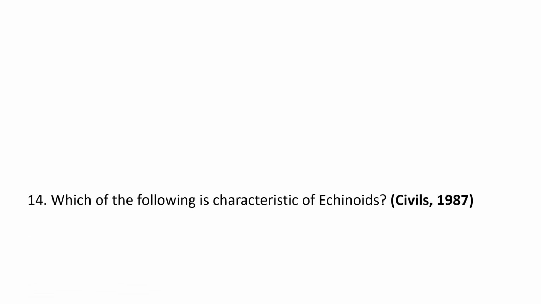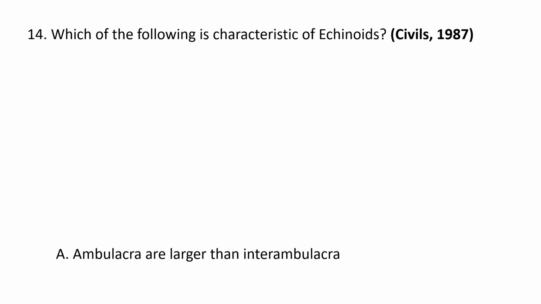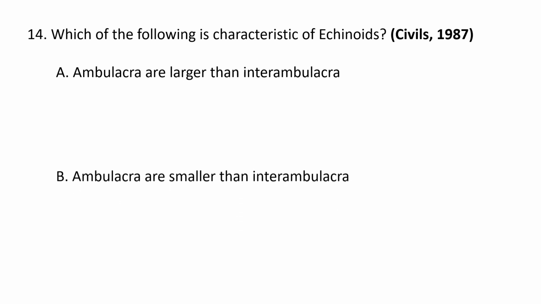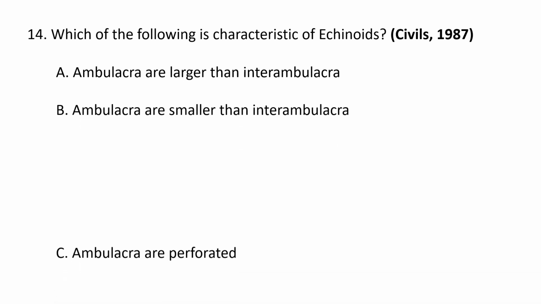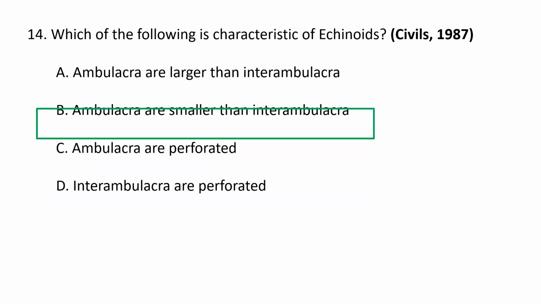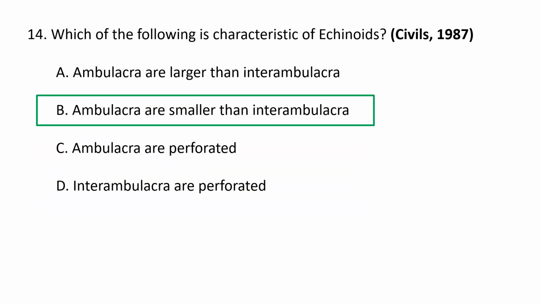Next question. Which of the following is characteristic of echinoids? A. Ambulacra are larger than interambulacra. B. Ambulacra are smaller than interambulacra. C. Ambulacra are perforated. And D. Interambulacra are perforated. So the correct answer is ambulacra are smaller than interambulacra.